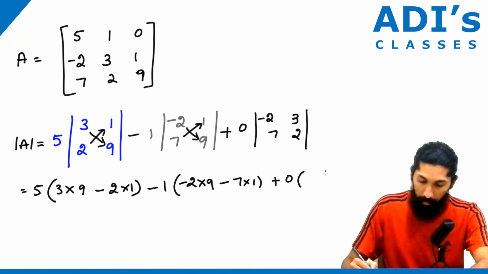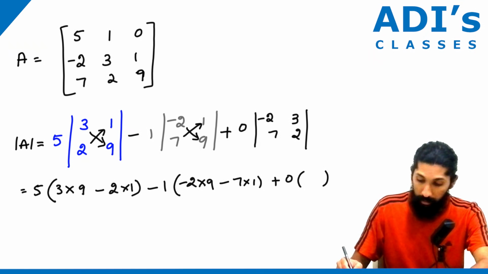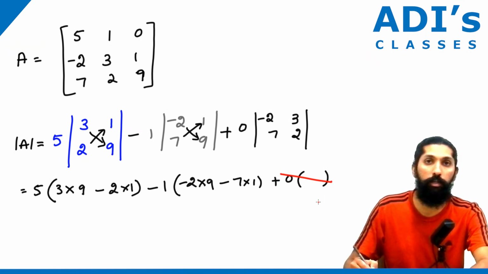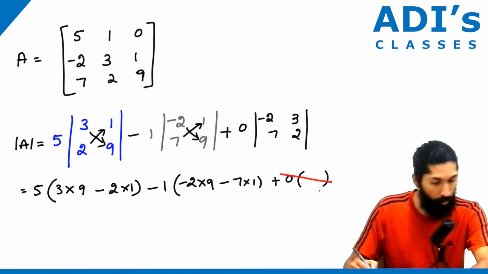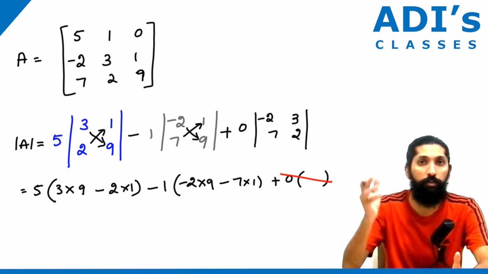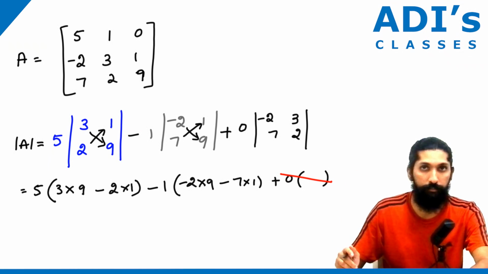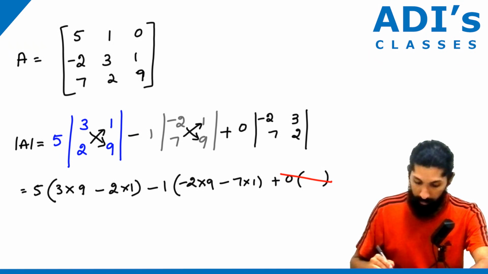Guys, 0 into anything is what? It's always 0, correct? That means the last term I don't even have to consider because it's going to become 0 anyways. No point in again adding, subtracting, multiplication. No point at all because 0 into anything is 0. So the last term becomes 0. Very, very easy.